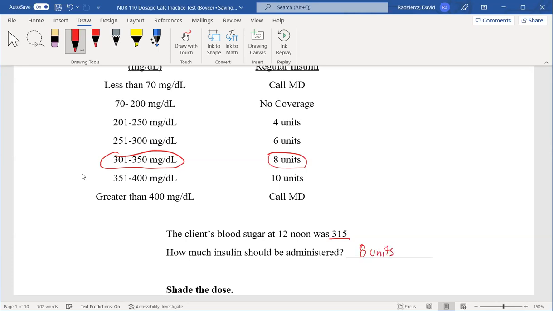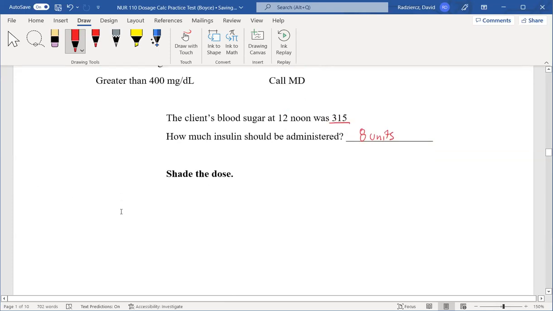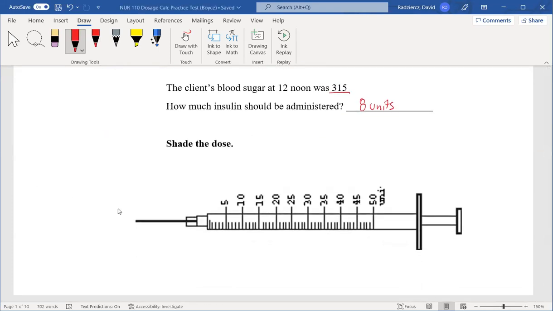The reason you don't need to worry about converting units to milliliters is that the syringe is also listed in units. I know that doesn't look clear enough to say that is units, but that's what it is. So I'm going to go to 5, 6, 7, 8 units. Shade the dose, and that's how much insulin they're going to receive. 8 units.